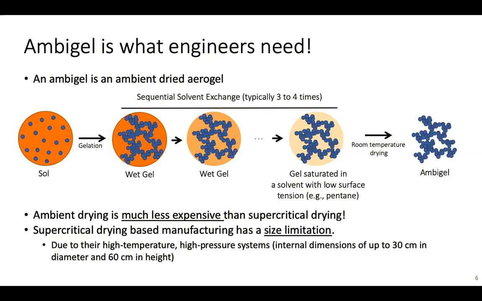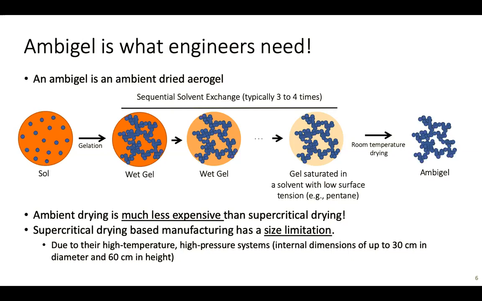Now you can use a technique called sequential solvent exchange to change the wet gel liquid all the way to a solvent with lower surface tension and lower molecular weight. As an example, you can consider hexane or pentane, and then from that solvent, you can dry your sample under room conditions, and that material is the so-called ambigel. Ambigel, compared to supercritical aerogel, is much less expensive.